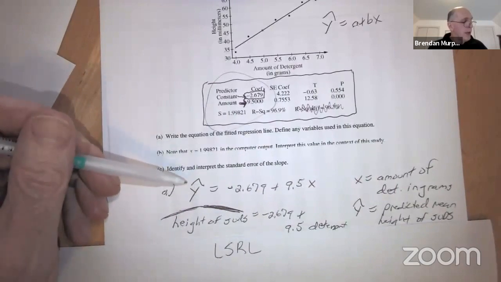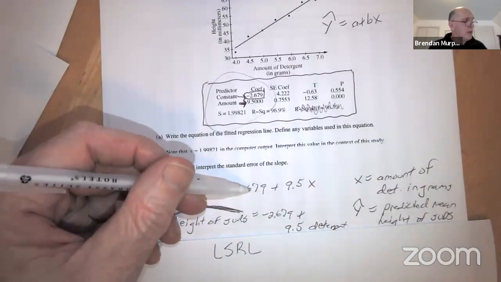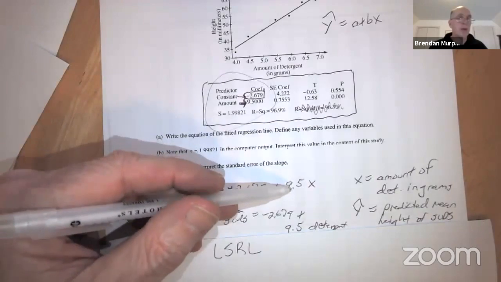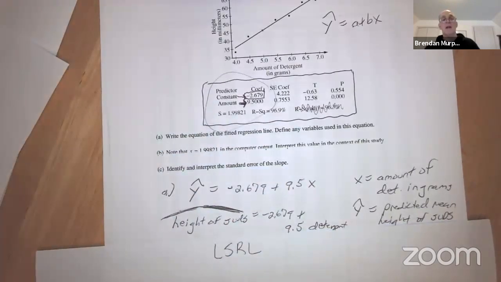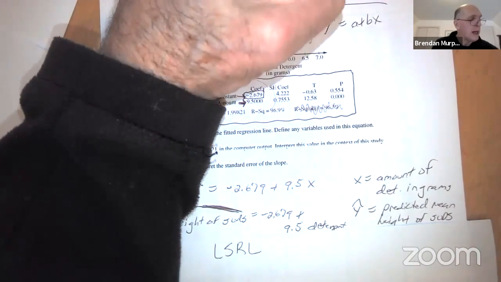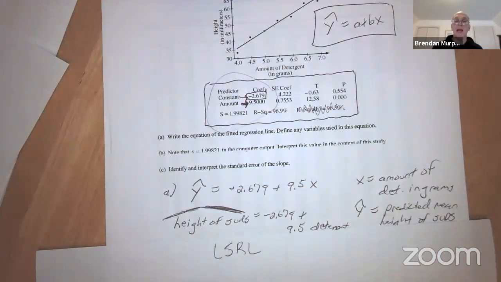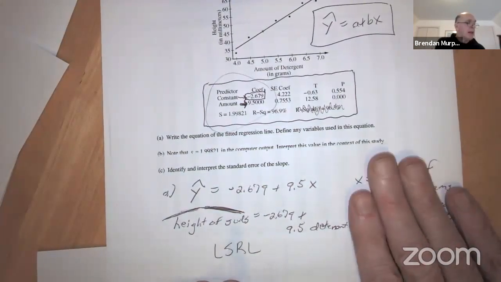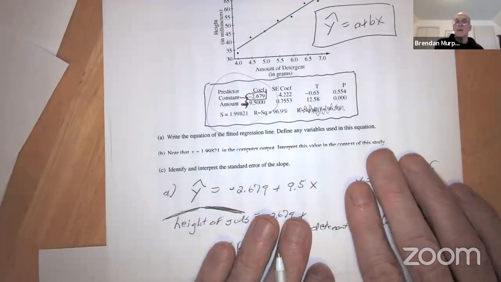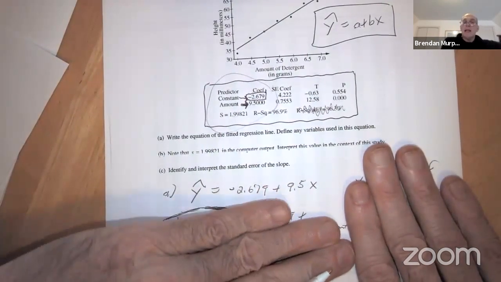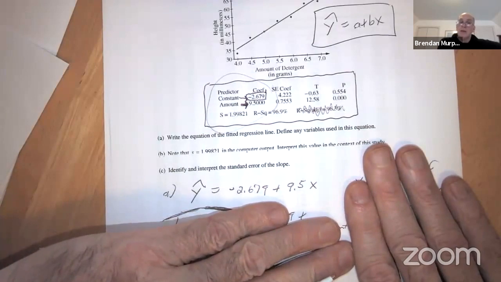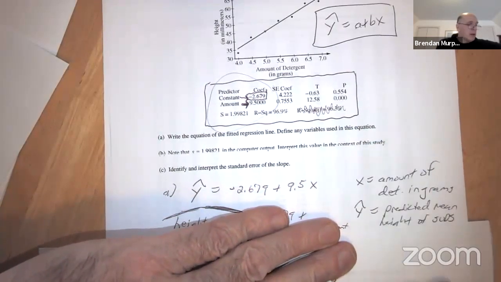And so my first equation here, y hat equals negative 2.679 plus 9.5x. That's in this form here, what we call y hat equals a plus bx. What I haven't done right now is identify the variables. So this answer right here is not complete. We would want you to identify the variables.